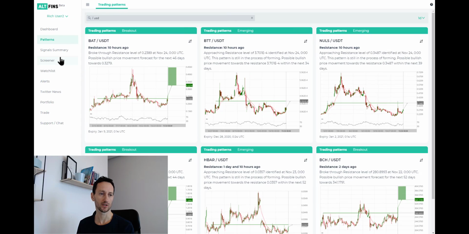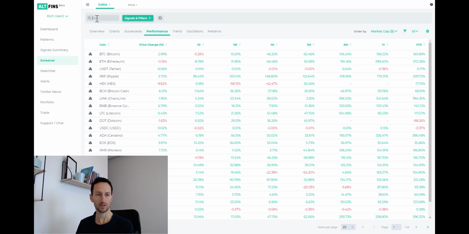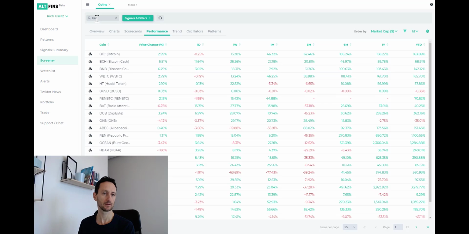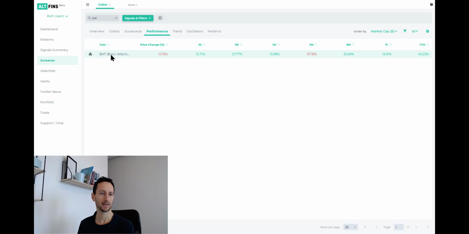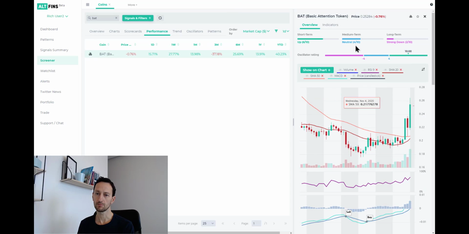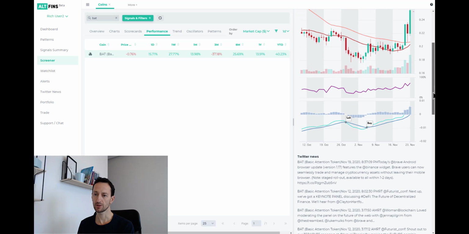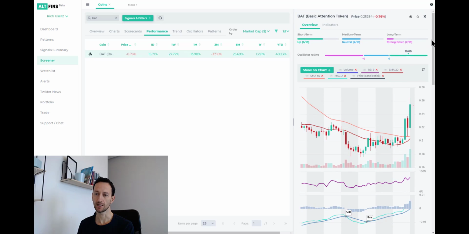What I also like to do is look at the lower time frame. So this is a one-day time frame. Now I'm going to go to the screener and look at some of the other indications for BAT. So I'll look up BAT, Basic Attention Token. It is in a short-term uptrend, medium is sort of neutral, long-term it is a downtrend. And let's look at some of the momentum indicators: MACD is signaling buy, and RSI has crossed over the 50th center line, which is also a bullish momentum indication.